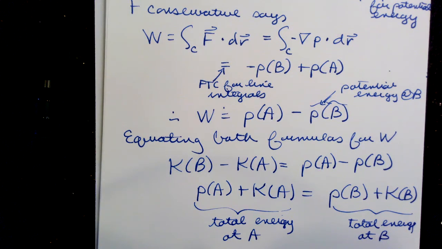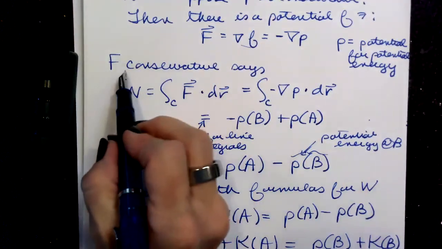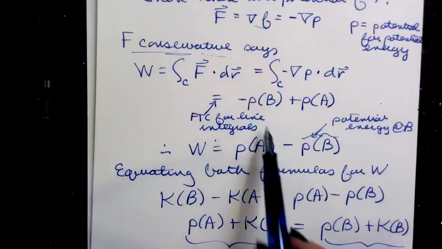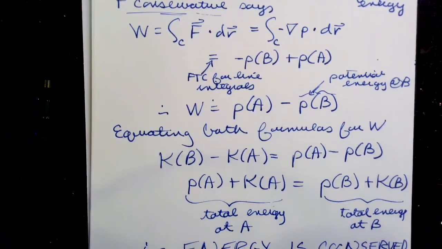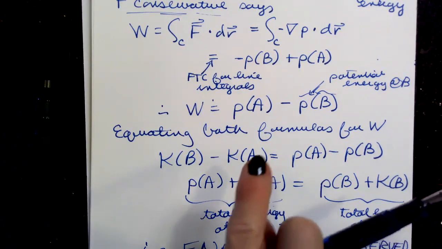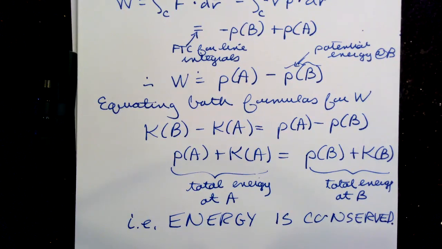So think about what that says. It says the total energy at the starting point is the same as the total energy at the ending point. That is, energy is conserved. To make that work, we needed the hypothesis that F was conservative so that we could use the fundamental theorem of calculus for line integrals to get our potential energy term. The fact that you had a conservative vector field was critical for getting the potential energy part of this calculation, whereas the other part, for kinetic energy, is always true.